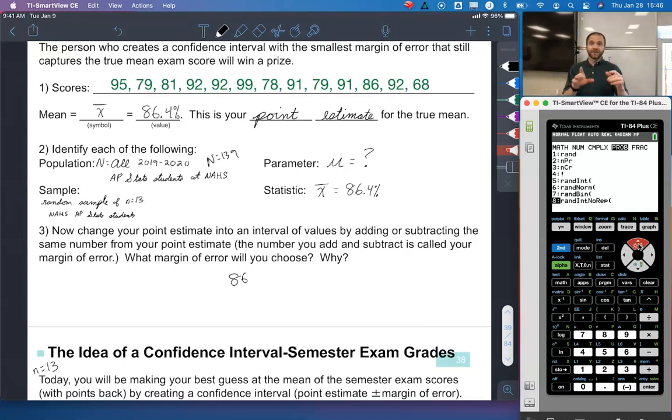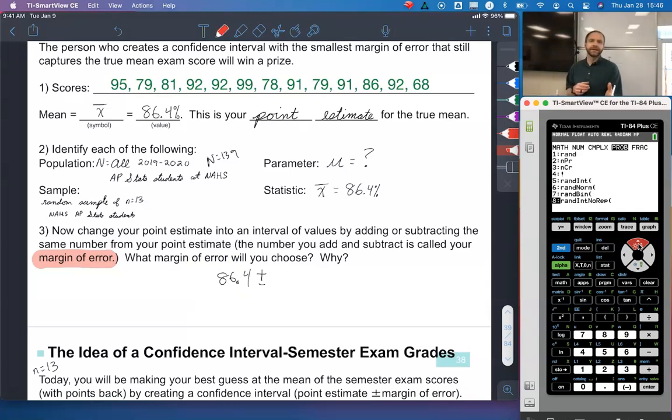Right now, we are choosing. That's not what we do for statistics, but we're trying to show you. That number that's being added and subtracted from it is going to be called your margin of error. And so I'm just going to pick one. I want to capture the true mean somewhere in that interval. So right now I'm saying 86.4, that's my best guess right now, but I'm allowing myself some wiggle room.